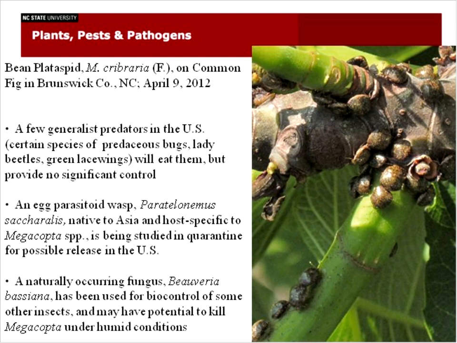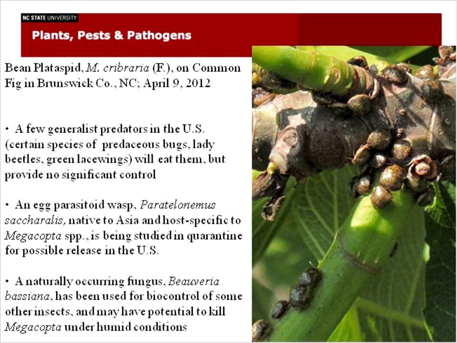There is a parasitoid wasp that lays its eggs within the egg of the bean plataspid. This is Paratelenomus saccharalis, which is native to Asia and, so far as is known, is host specific to species of Megacopta. They're currently being studied in a lab here in the United States in quarantine for possible release, and if they find there is no collateral damage with these wasps attacking anything else, then there's a good chance they'll be released. Of course, they're going to have some catching up to do. These bugs have been reproducing at phenomenal rates and spreading like wildfire.